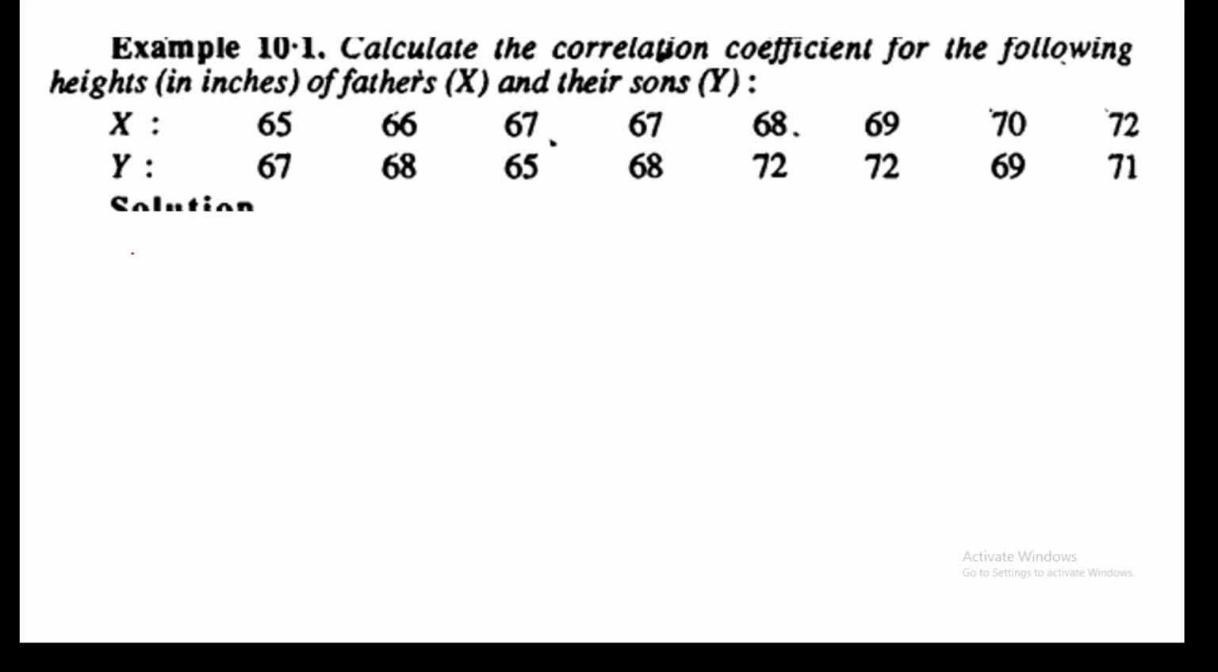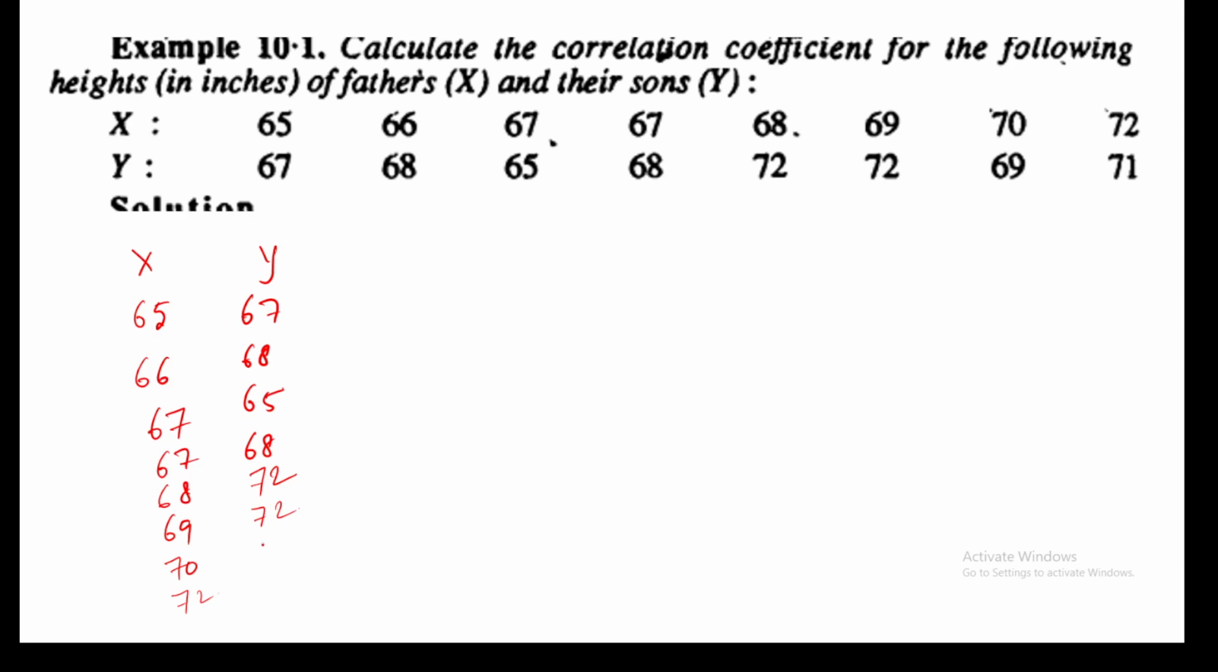So we'll try to make a table of x and y. x: 65, 66, 67, 67, 68, 69, 70, 72. y: 67, 68, 65, 68, 72, 72, 69, 71.